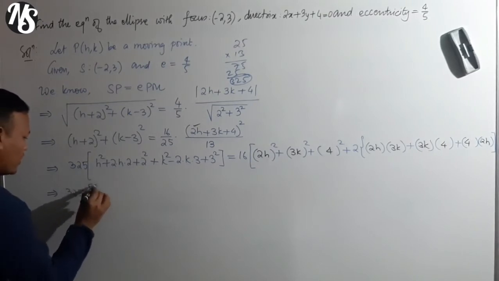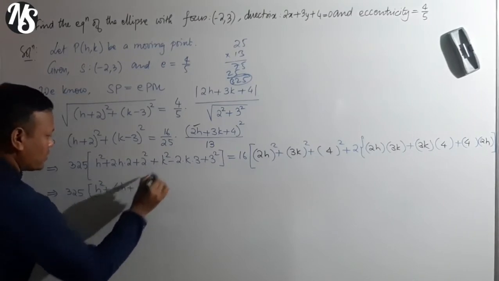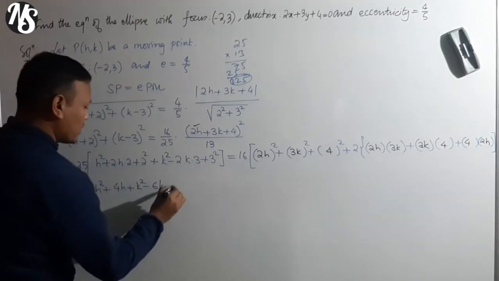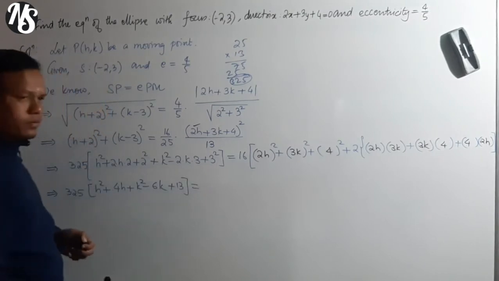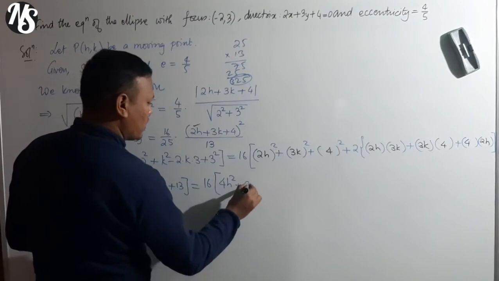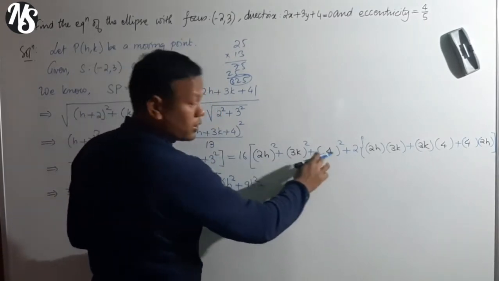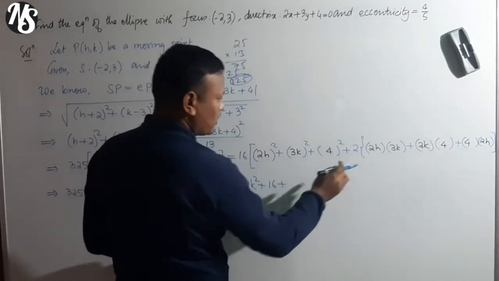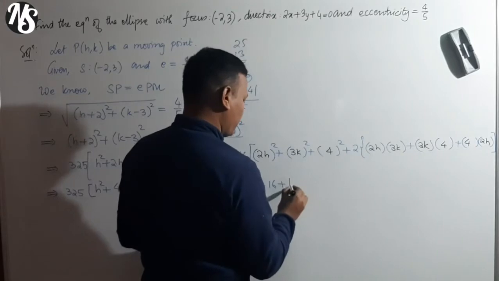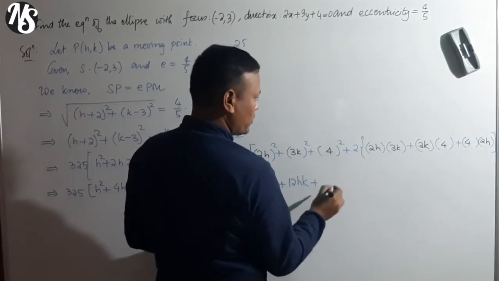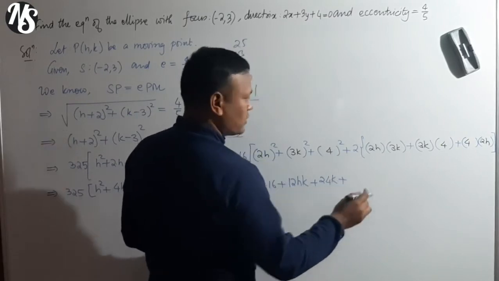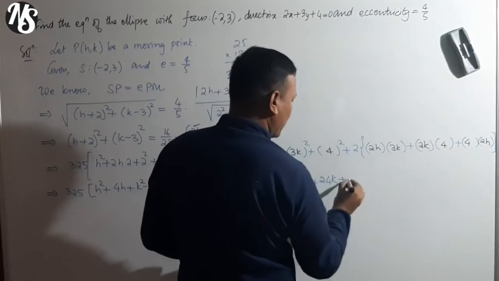So we have 325 times (h square plus 4h plus k square minus 6k, so this 2 square is 4, 4 plus 9, which is again 13) equals 16 times (4h square plus 9k square, 4 square is 16, plus 2 into 6hk, which is 12hk, plus 3 into 4 is 12, 12 into 2 is 24k, plus 4 into 2 is 8, 8 into 2 is 16h).